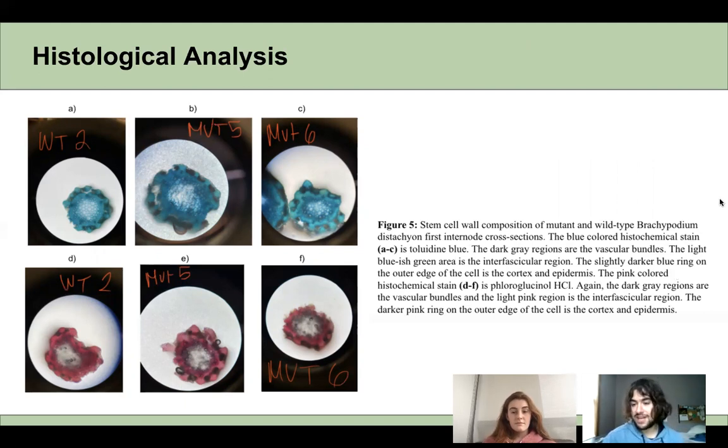We expected to see changes in xylem composition because our gene plays a role in xylan acetylation as well as maintaining the structural integrity of cell walls. We could not conclude there were structural differences in the xylem.